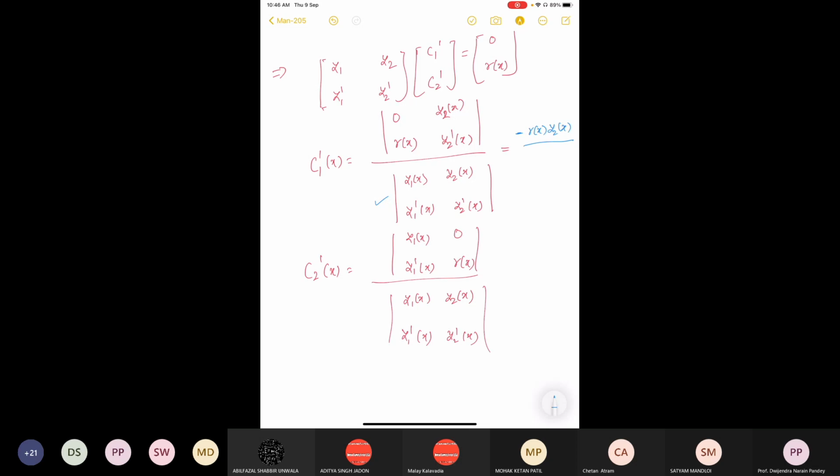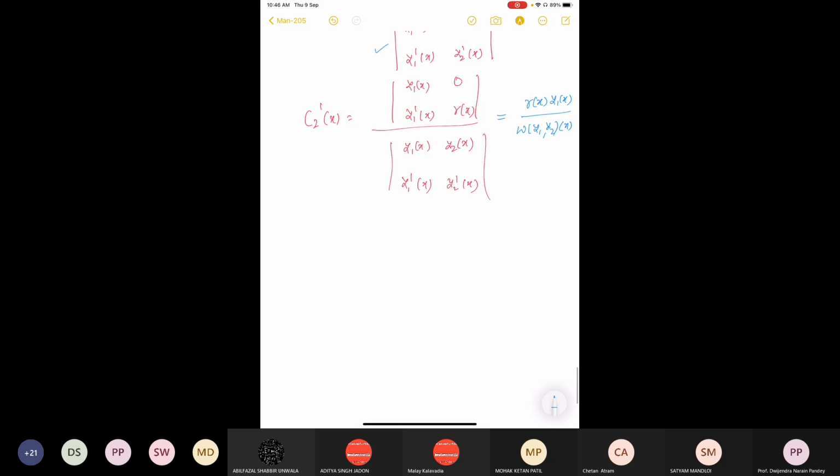Okay, so let me show you. The denominator is nothing but the Wronskian of y1 and y2 of x, and we already know that this is non-zero because y1 and y2 are linearly independent. In the same way, c2 dash of x can be written as r of x y1 of x divided by the Wronskian of y1 and y2 of x.